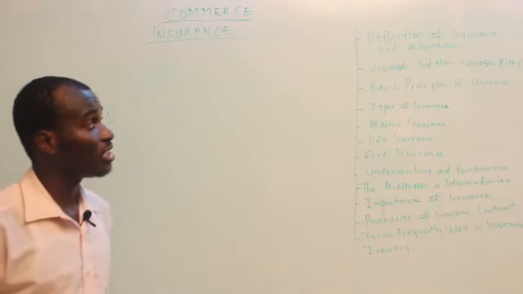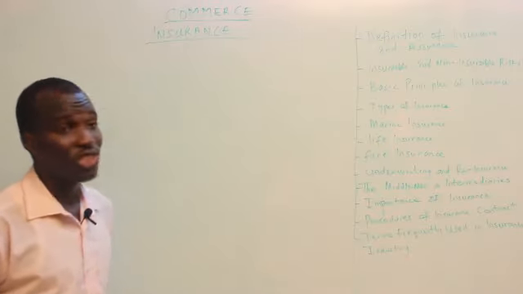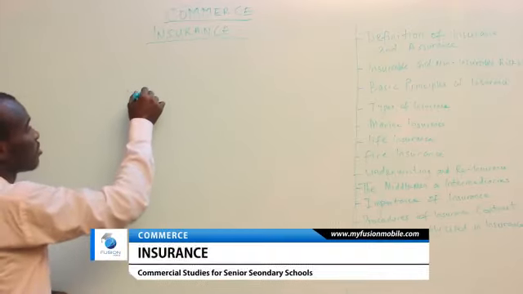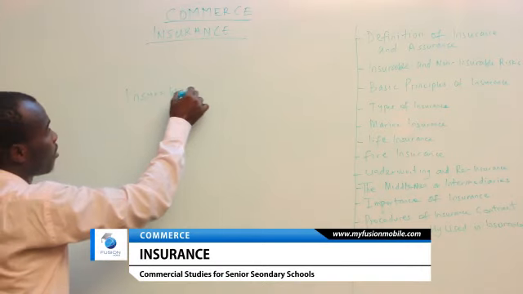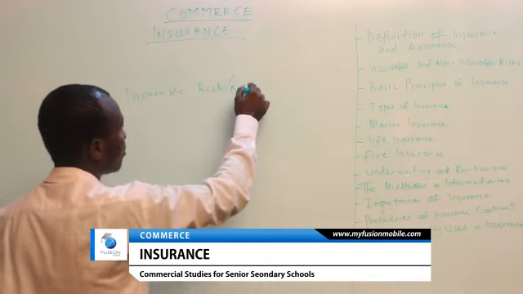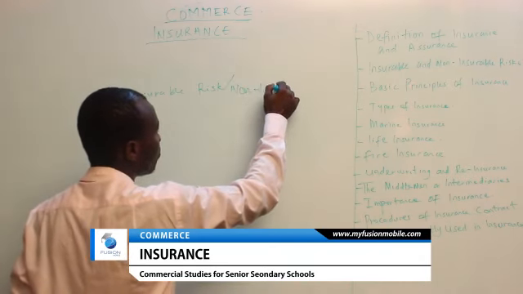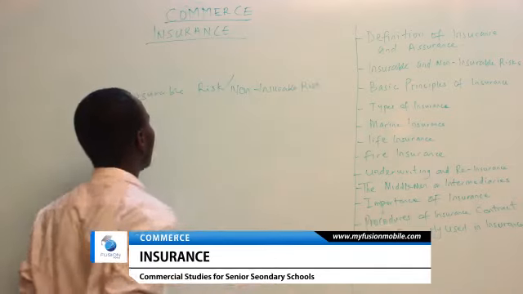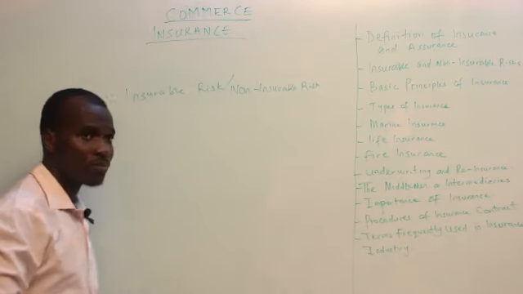Now the next thing is to look at the insurable risks and non-insurable risks. So we are going to look at insurable risks and then non-insurable risks. Now the insurable risks.